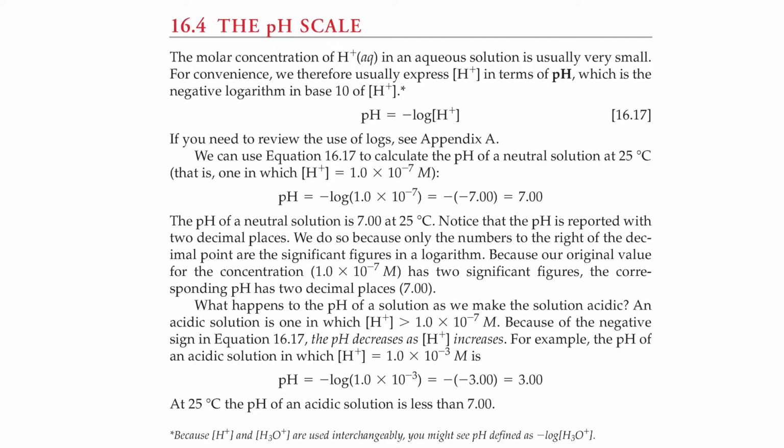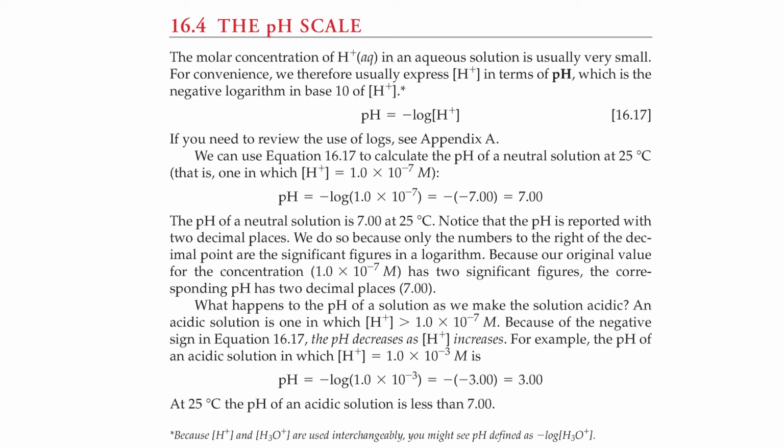Section 16.4, the pH scale. The molar concentration of proton in an aqueous solution is usually very small. For convenience, therefore, we usually express the concentration of proton in terms of pH, which is the negative logarithm in base 10 of the concentration of proton. So pH equals the negative log of the concentration of proton. If you need a review of use of logs, see Appendix A.